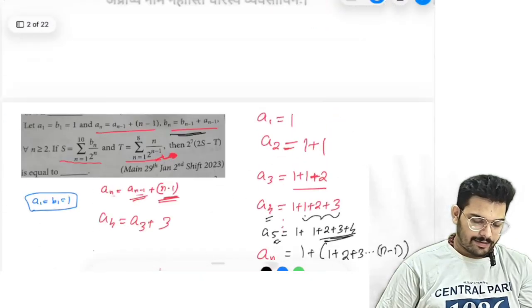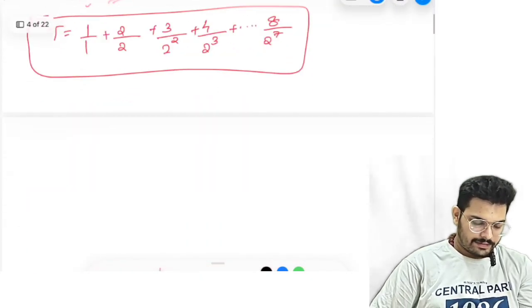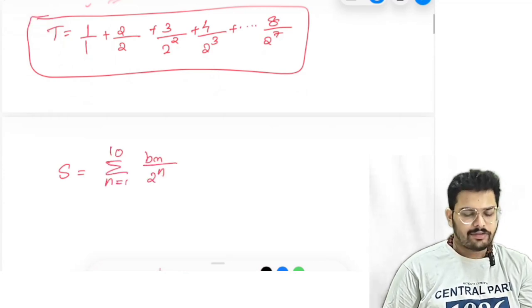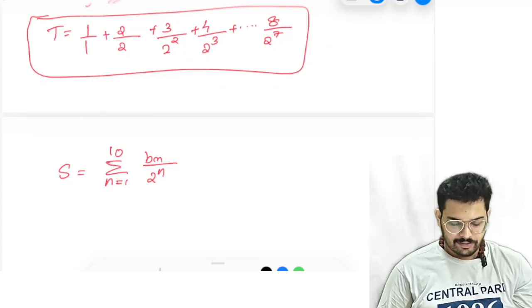Now we can start simplifying with our S. S is equal to sigma, n equal to 1 to 10, bn divided by 2 raised to n.